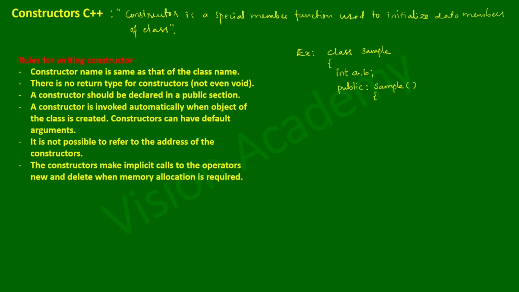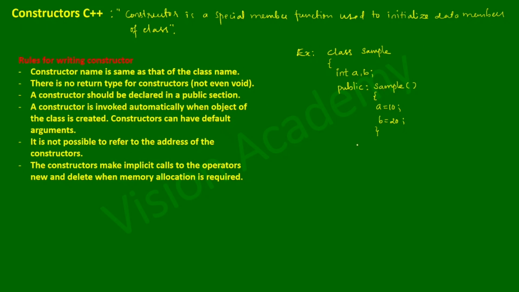I cannot directly initialize their value here. I can initialize the data members' values in a constructor. Here, I'm going to write a is equal to 10, semicolon, and b is equal to 20, semicolon, curly closing brace. So this is how it is possible for us to initialize data members of the class. And the third rule says that a constructor is invoked automatically when an object of the class is created. So there is no need to call this particular function explicitly using object.sample. As soon as the object of this class is created, it will automatically get invoked.